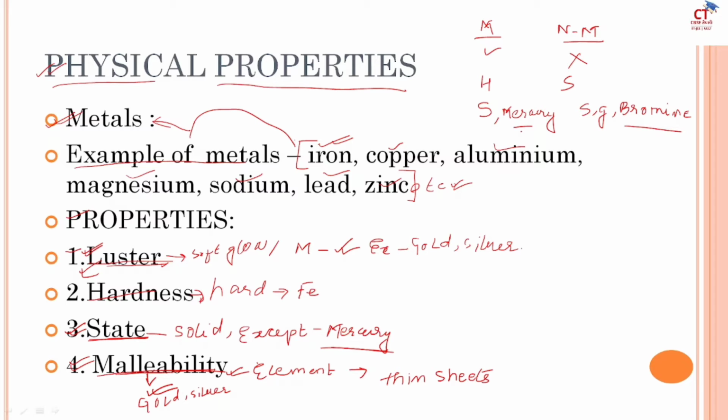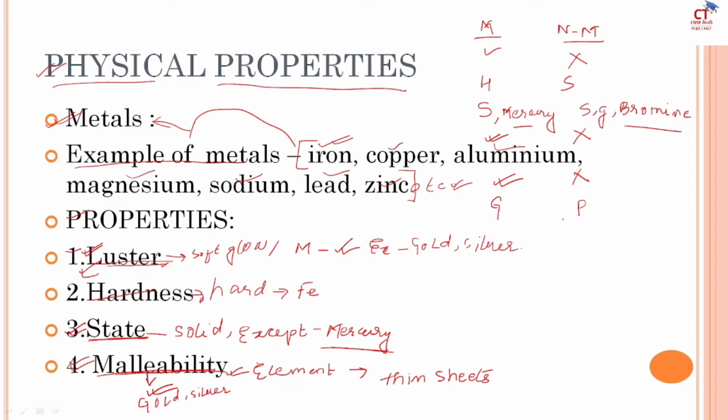Malleable, whether a metal is malleable? Yes, it is. Non-metal? No. Similarly, whether a metal is ductile, yes, metals show ductility, whereas non-metals are not ductile. They do not show the property of ductility. Then we have conductors of electricity. So metals are good conductors, whereas non-metals are poor conductors.